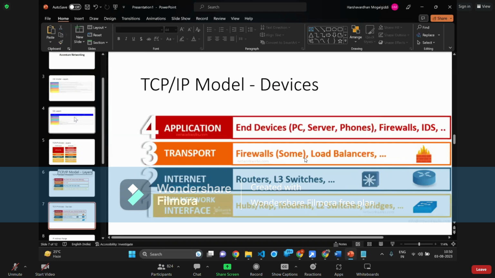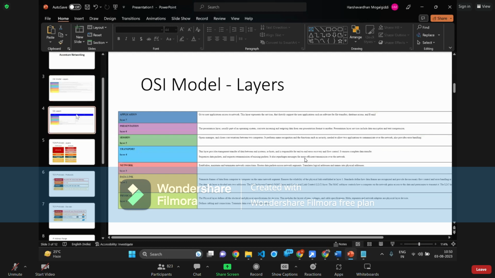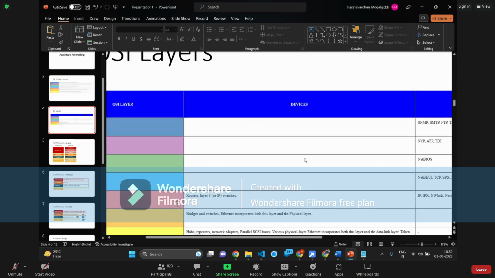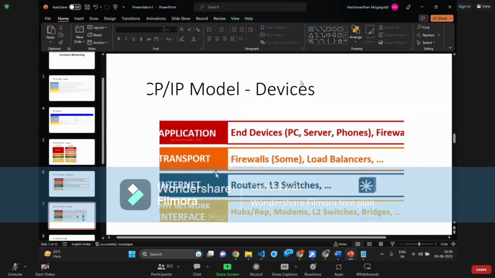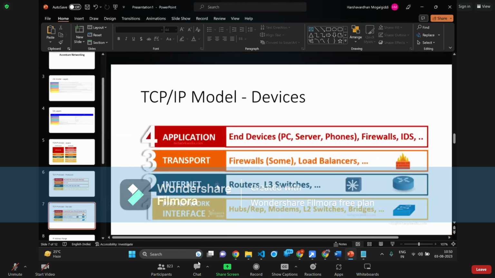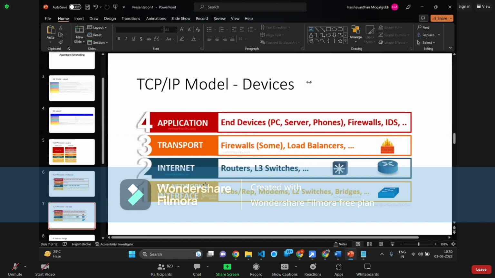So network layer, what did OSI have? Network layer, routers, layer 3. So routers are always layer 3, but layer 2 in terms of network. So routers are always a network layer device. Yeah, layer 3 switches are also a network layer device. Next, in transport, we've got some firewalls and load balancers, not devices.